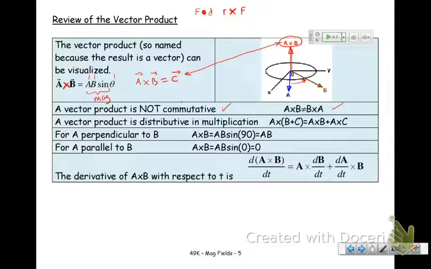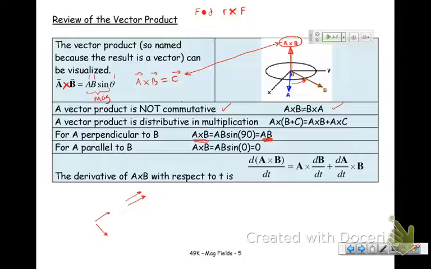And if A and B are perpendicular, then the sine of 90 equals 1, so the magnitude is just the magnitude of A times the magnitude of B. If A is parallel to B, the sine of 0 is 0. So if the vectors are parallel, no effect. If the vectors are perpendicular, maximum effect. Opposite to dot products.